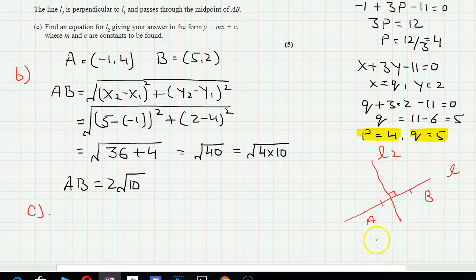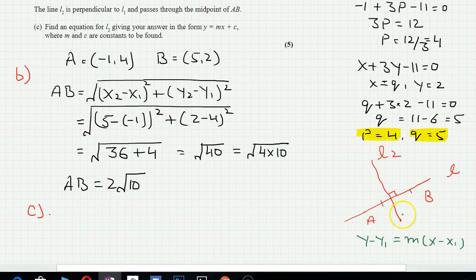The equation of any line can be given by y is equal to mx plus c. So what we need for a line is at least a point and the slope. If we know any point on this line and the slope, our equation can be y minus y1 is equal to m times (x minus x1).